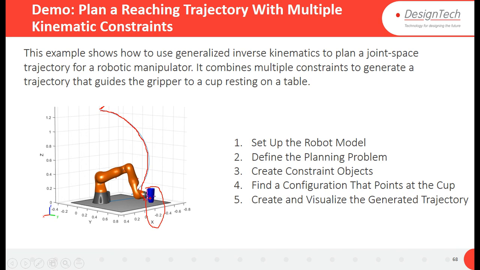There are different optimization algorithms to solve such kind of things. So set up the robot model, define the planning problem. These are the workflow of that. Create constraints objects, find a configuration that points at the curve, means where it has to be moved, and create and visualize the generated trajectory. So this trajectory is a simple 3D plot.